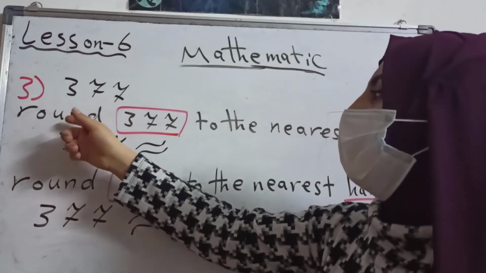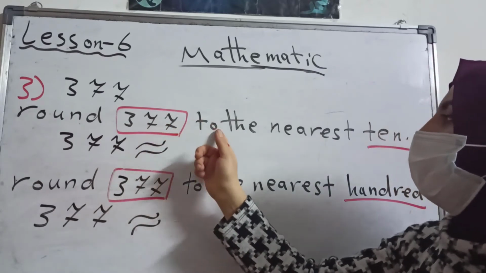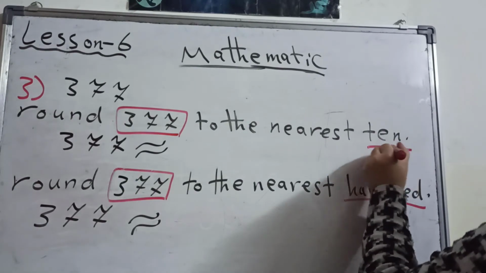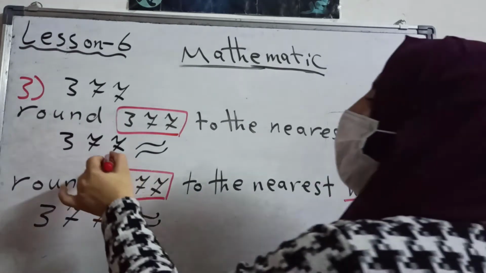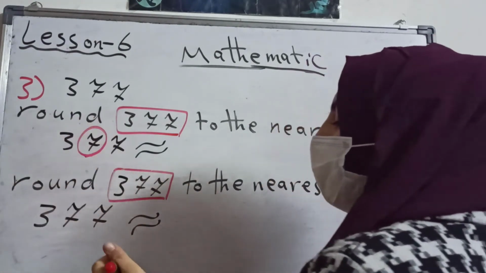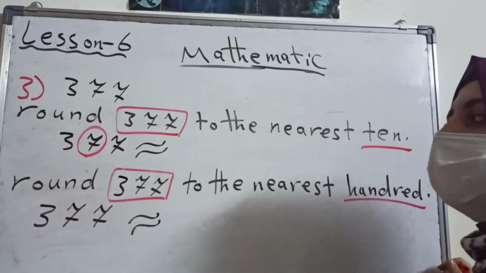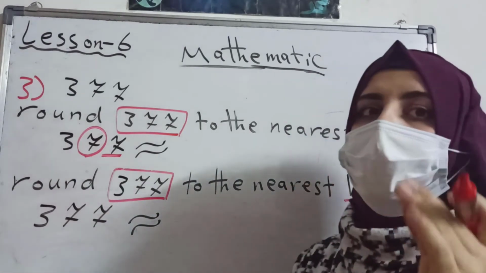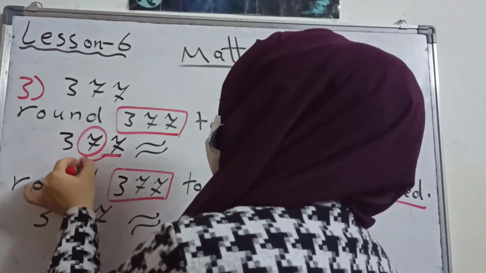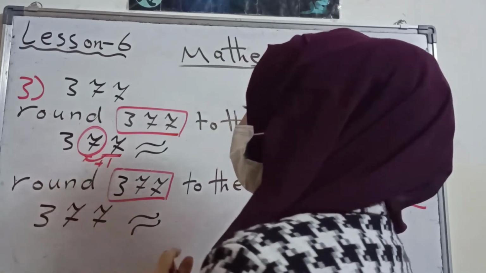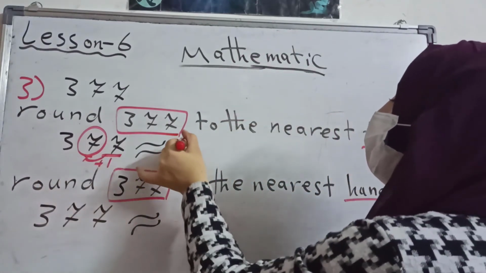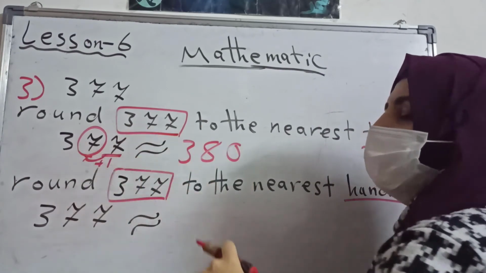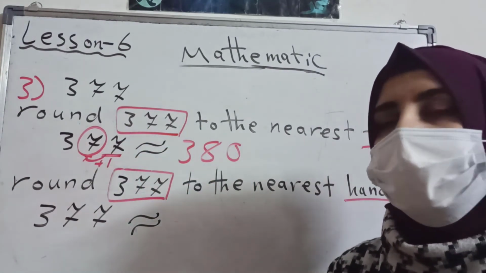We say round 377 to the nearest 10. Then which one is 10? We have 7 in tens. Then we look at which digit, students? We look at the ones. We have 7 in ones. It's greater than 5. Then we plus this 7 by 1. Then it's rounded to 380, because we have this 7 in ones and it's greater than 5.